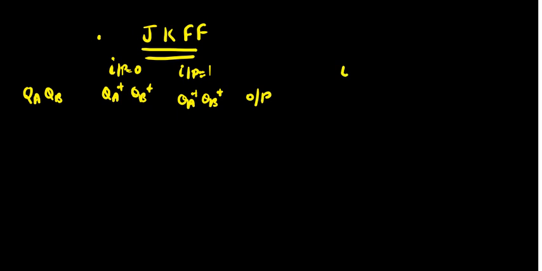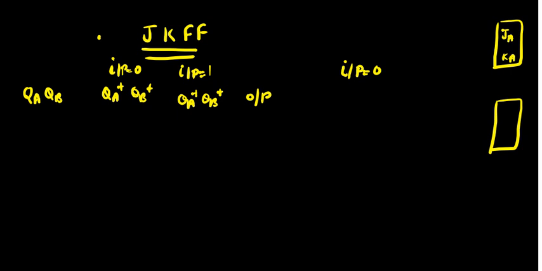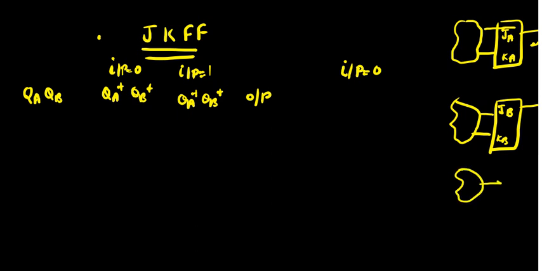Next, we have to see when your input is 0, and you are now using JK flip-flop, right? So we have JA, KA, JB, KB, and the outputs. Now we have to find out the combinational circuit here. How should we get JA for this, JB for this, and the output, right?